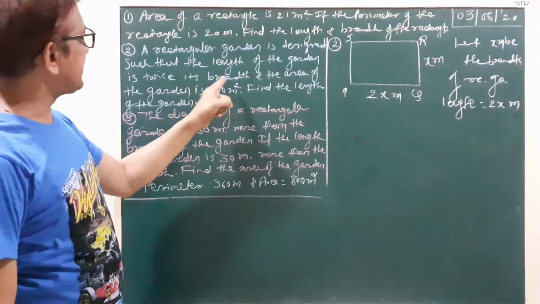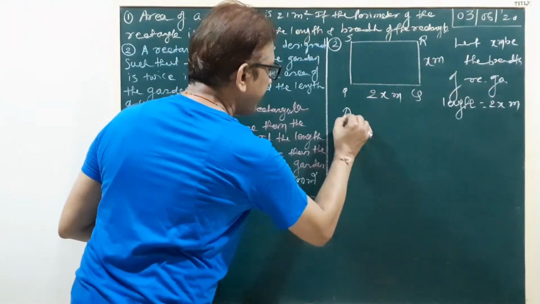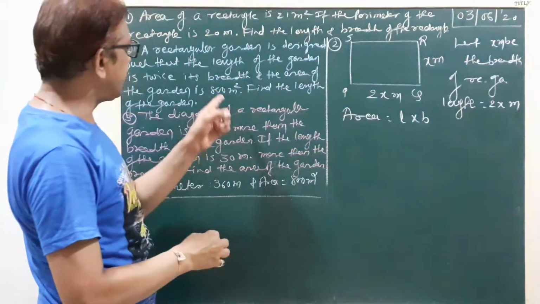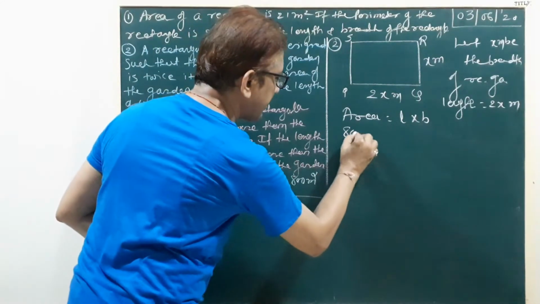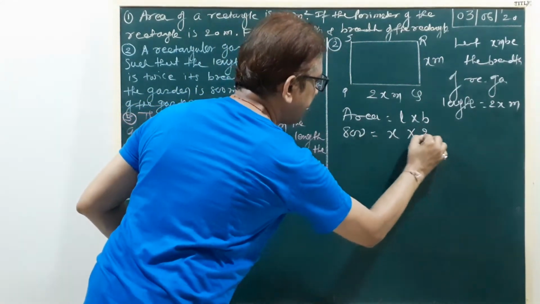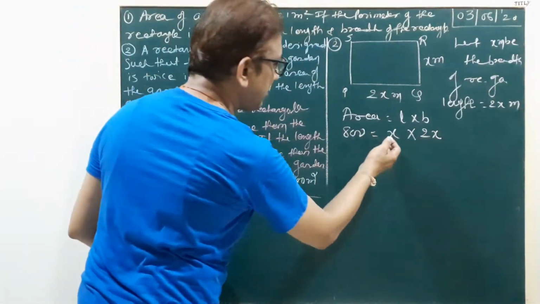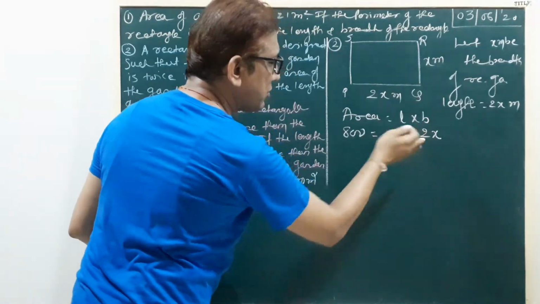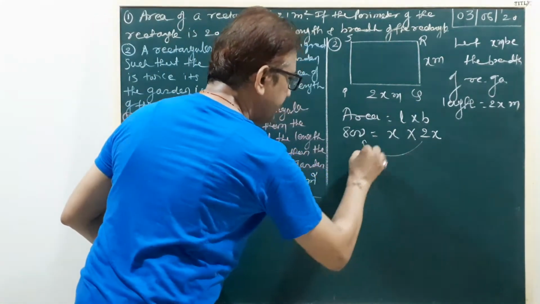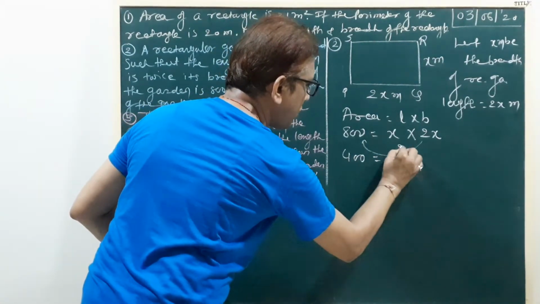Of the garden is twice its breadth and the area of the garden. Now area, apply the area formula. Area equal to length into breadth. Area is given 800 meters square. Length is 2x and multiply breadth is x. Clear? Otherwise length equal to x and breadth equal to 2x, anyone, because here multiplication. Now 2 is in division, so 400 equal to x into x, x square.